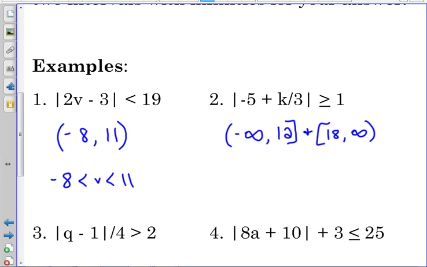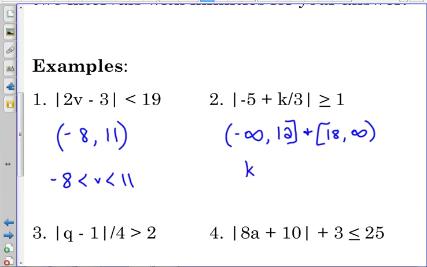I didn't do it with the first one, so let's go back to that first one. Okay, what this interval means is that your V is anywhere between -8 and 11. So in inequality form, that's what this looks like. V is between -8 and 11. Not equal to, but between.